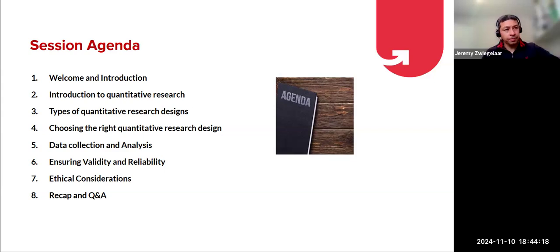We'll then consider the last aspects, which aren't insurmountable. They are quite important as well. We need to look at what's known as ethical considerations and how we can ensure that in our quantitative research study we are meeting the ethical requirements appropriate for quantitative research studies. We'll then do a recap and consider some Q&A potentially.